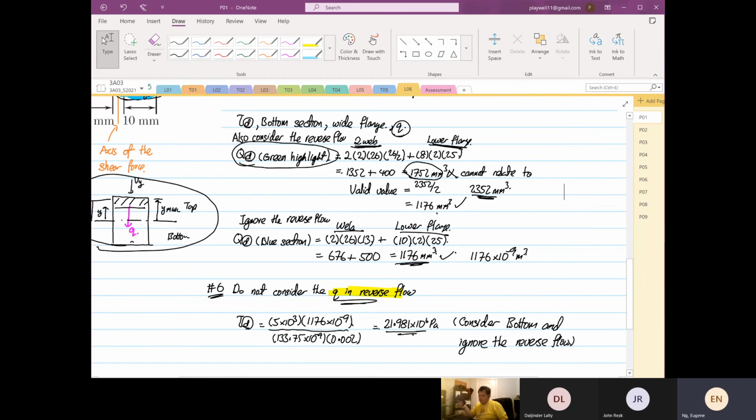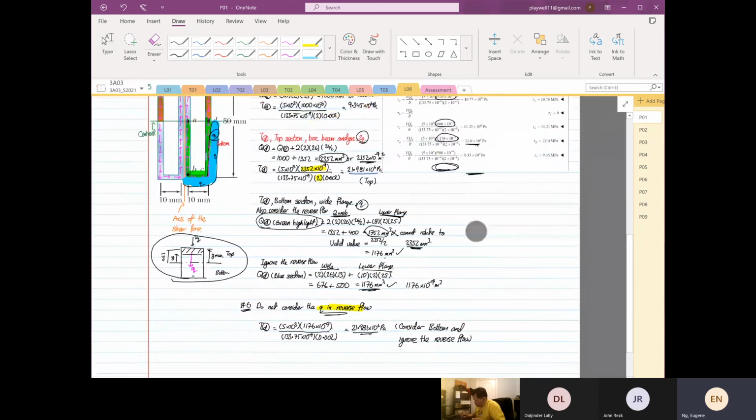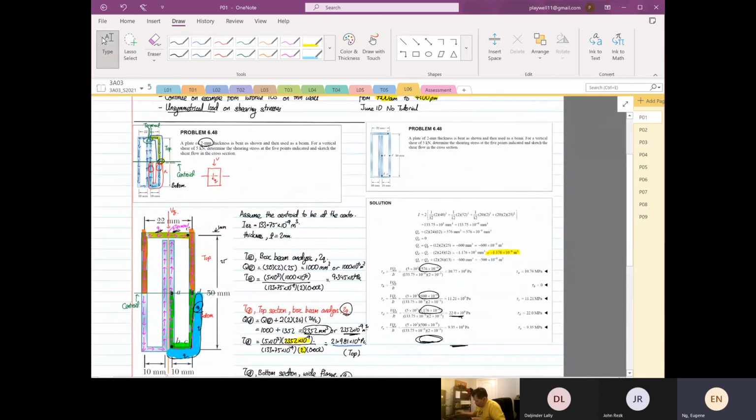Now you'll find this useful also later on when we are doing unsymmetrical shear. So I want you to get used to it. Now let me continue with this problem.